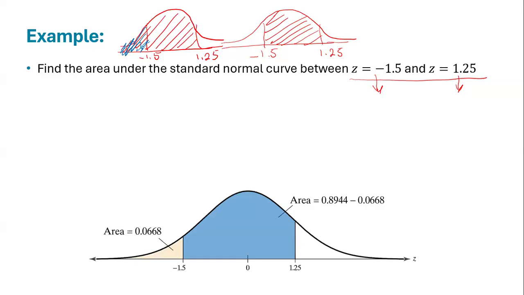And the answer is 0.8944, which is the area for 1.25, and 0.0668, which is the area for negative 1.5. And if I subtract these numbers, 0.8944 minus 0.0668, the final answer is 0.8276. That is the answer. That's the area between those two values.